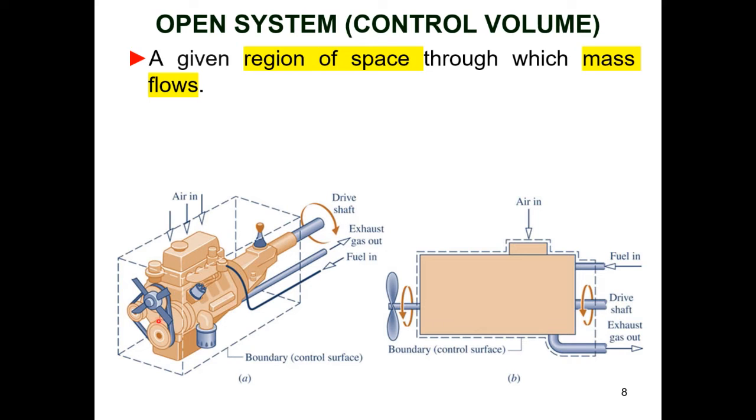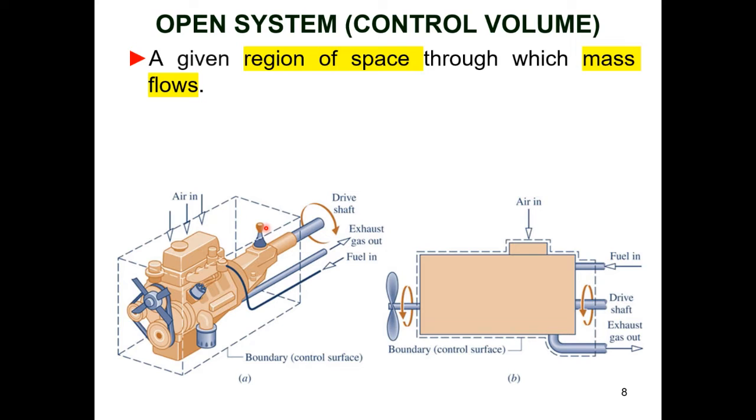This is a system. This system is not expanding or shrinking. So what happens when the drive shaft is rotating? The gas is coming in and out. Meaning the mass is coming in and going out. That's why we call it a control volume, where the mass can go in and out.